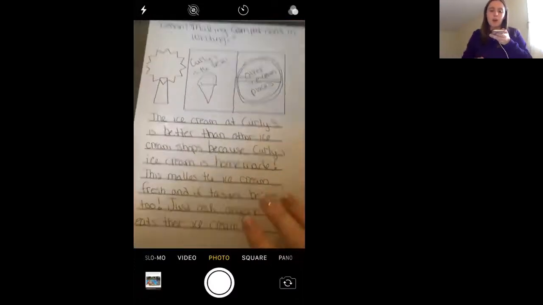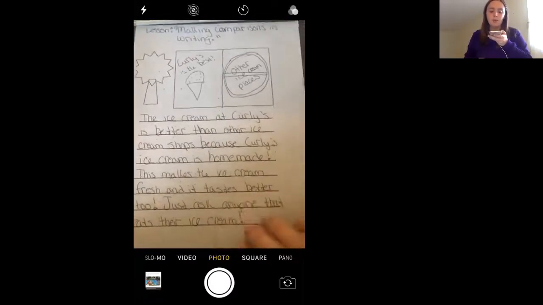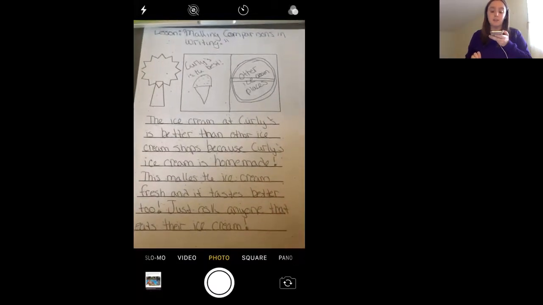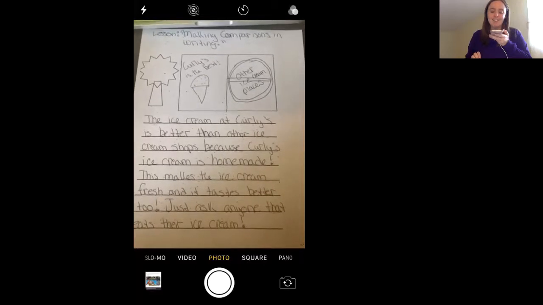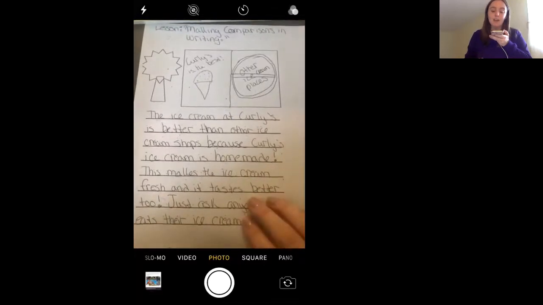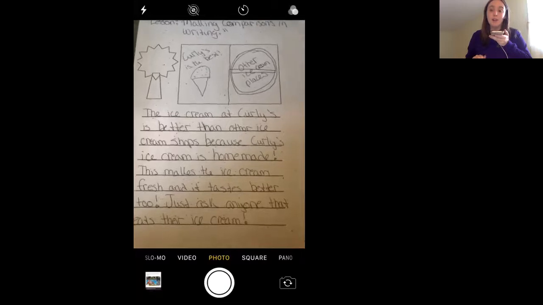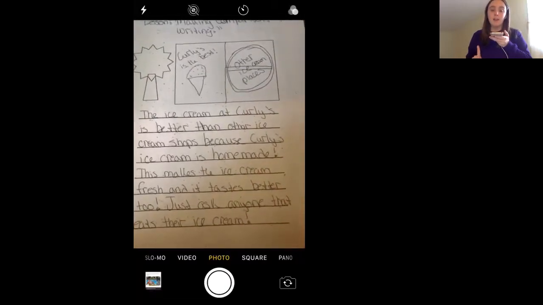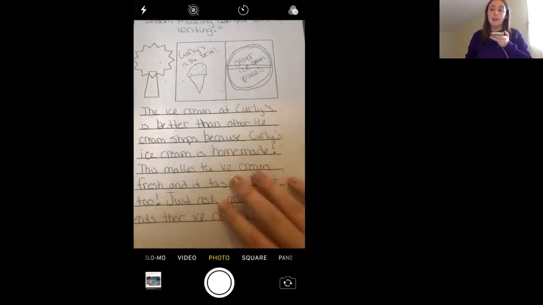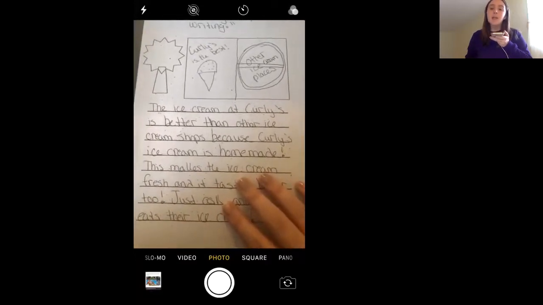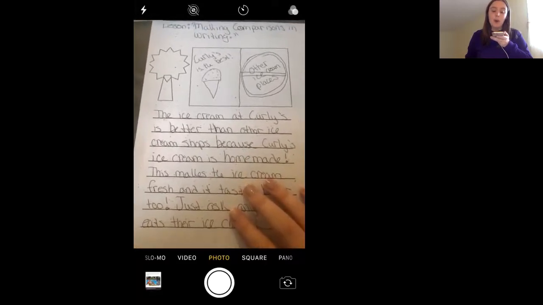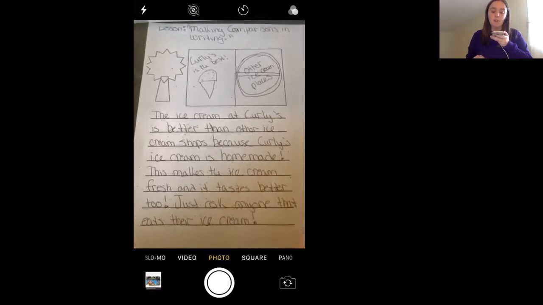Okay, so I'm going to show you how I'm convincing my readers that Curly's is better than other ice cream places. And I compared one thing about it. I compared the taste of the ice cream and how it is better than other stores. So this is what I wrote about Curly's.